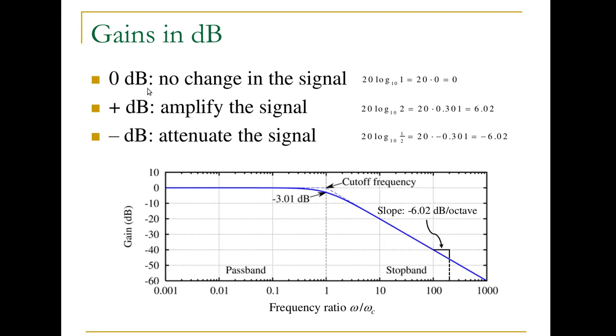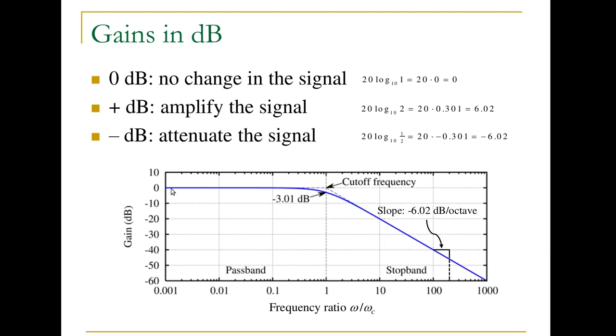Here you can see a little more explanation about the gain in decibels. If that's 0, then there's no change in the signal. You can see 20 log of 1 gives you 20 times 0, so 0 dB. If we have positive gain in decibels, then that means the signal is being amplified. So here, if we're doubling the input signal, then we would end up with 6 dB. And if we have negative gain in dB, that means that we're attenuating the signal. For example, what we just saw, if the output is half of the input, then that's negative 6 dB.